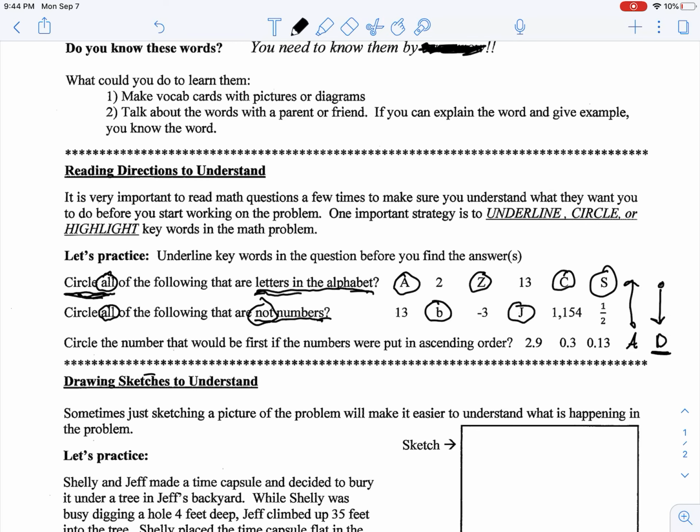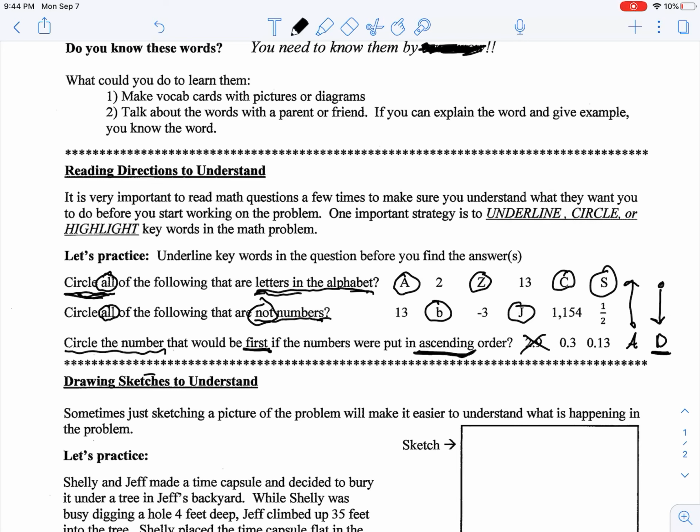All right, so we have a couple of decimals here. This wants us to circle the number that would be first if these numbers were put in ascending order, so smallest to biggest. So we're looking for the smallest number here. Well, 2.9 has a big whole number part out in front of it compared to the other stuff, so it is obviously bigger than the other two. So we know that's not one we would choose.